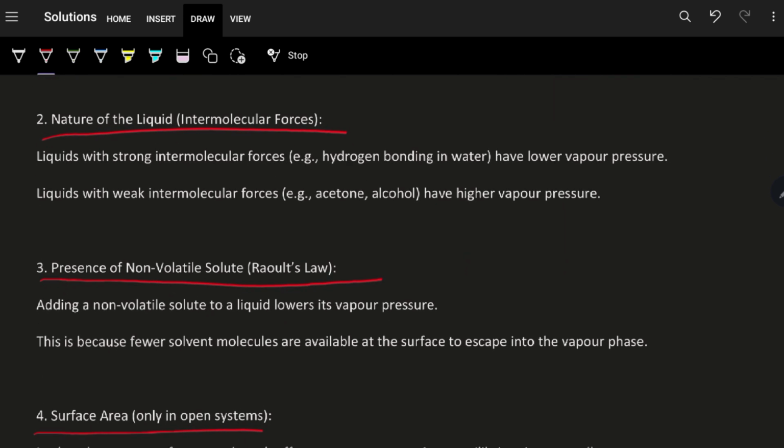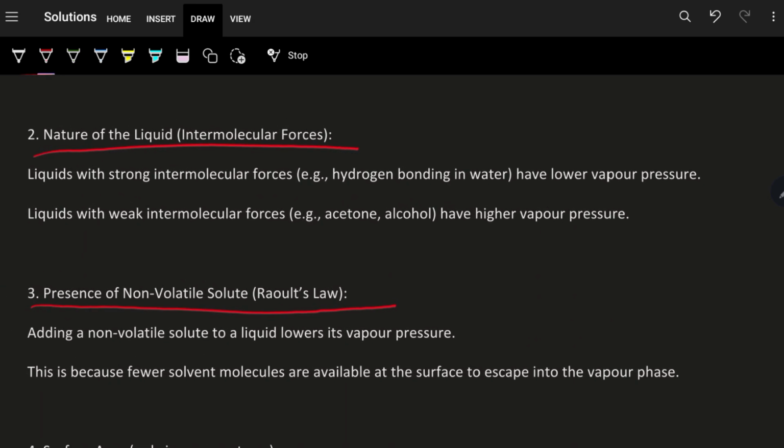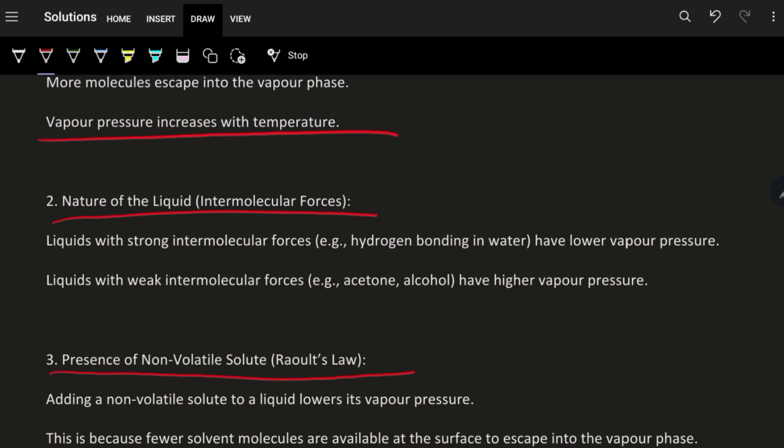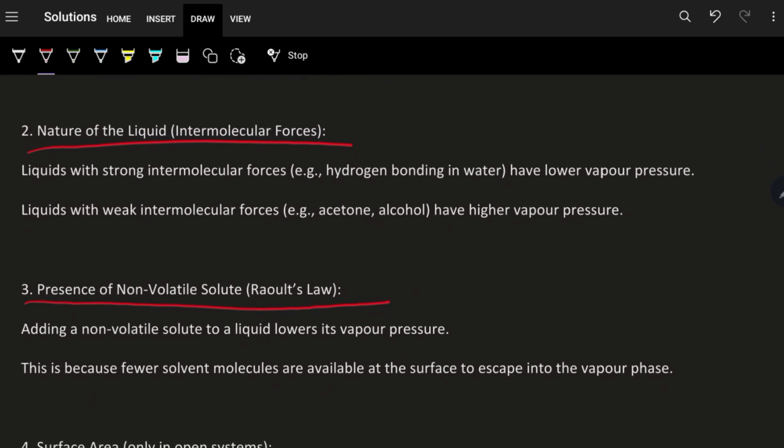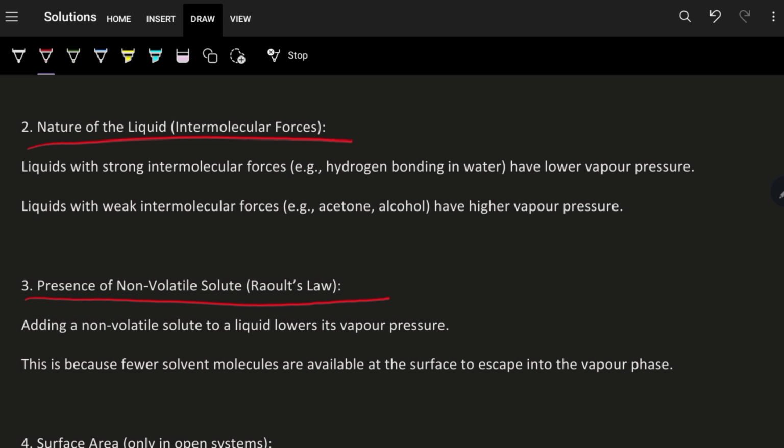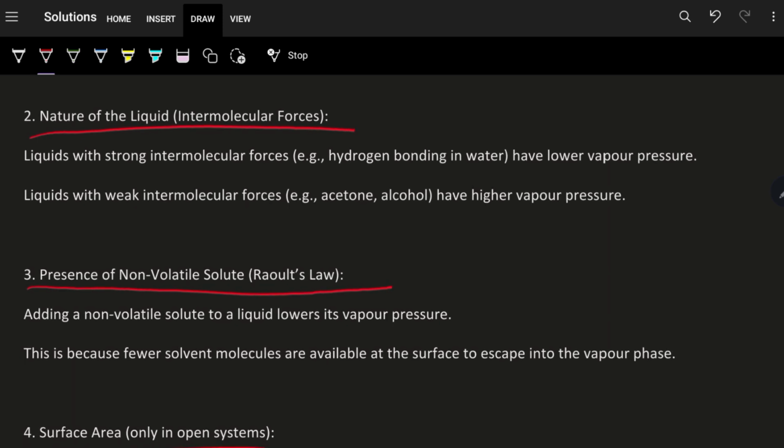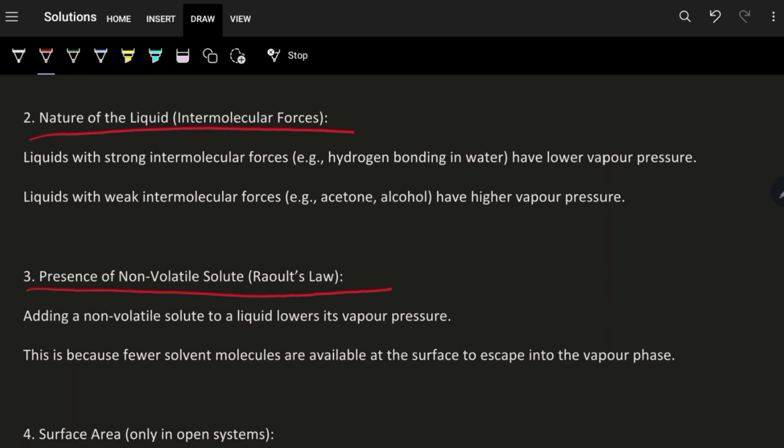Next is the nature of the liquid. Of course, when I am heating, more and more vapors of the liquid are obtained in the vapor phase or gas phase. Now, even if I don't heat it, I still have vapors of the liquid above its own surface. Now that depends on what type of interaction is present between the particles of the liquid itself.